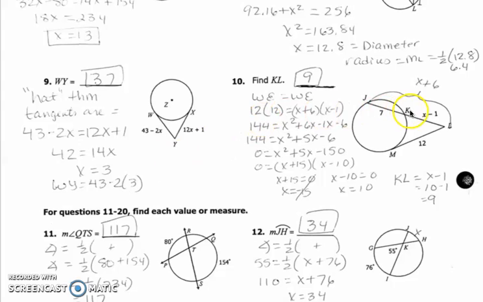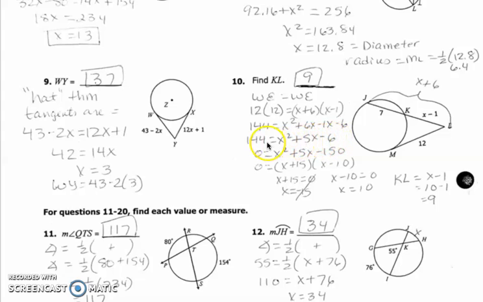Question 10, I have a secant and a tangent, so I'm doing the whole times the external. So for the tangent, the whole thing is 12, and the external, the part sticking out of the circle, is also 12. For the secant, the whole thing is x plus 6, and the external part is x minus 1. I'm just multiplying this, I'm foiling, and I get x squared plus 6x minus 1x minus 6. And that becomes a trinomial, x squared plus 5x minus 6.